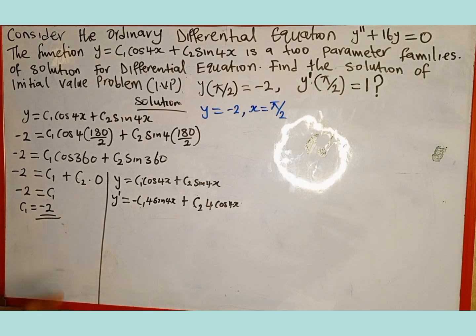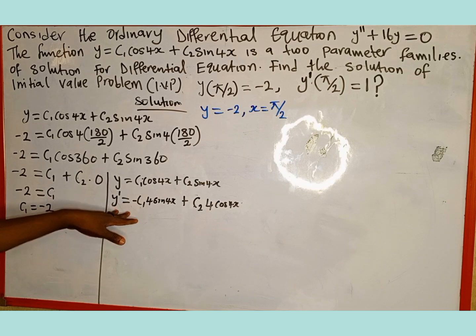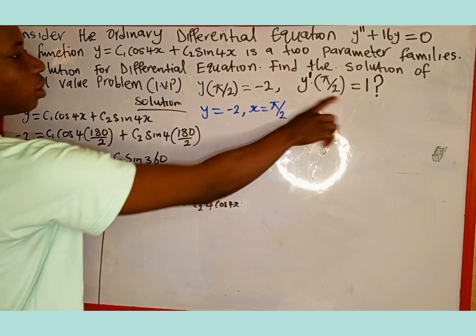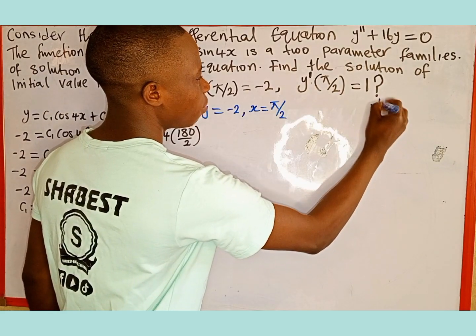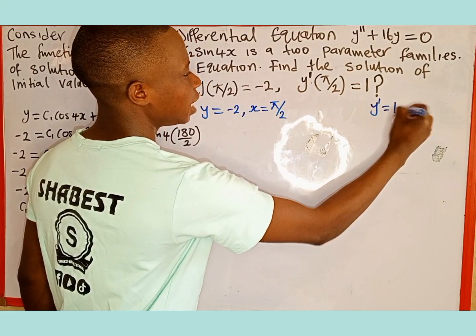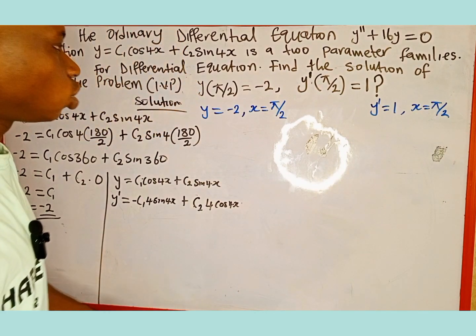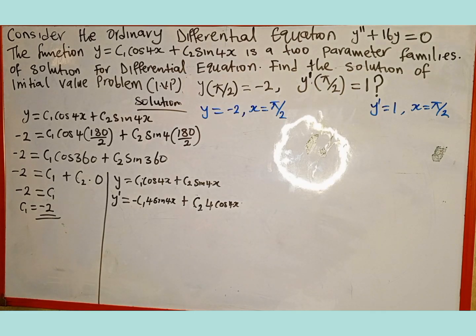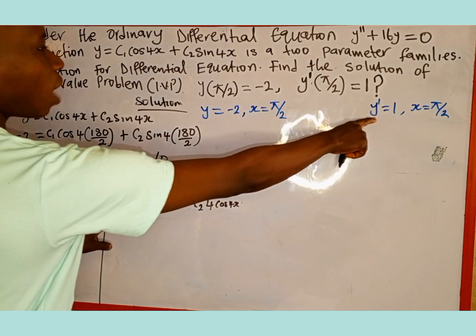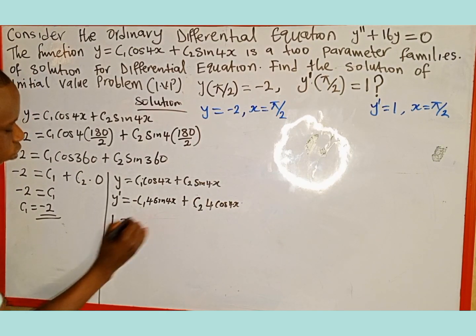Now we are going to substitute the values of y prime and x in this function. So y prime is given as equal to 1, at x equal to pi over 2, where pi is equal to 180. So now we are going to substitute the values of x and y prime into this equation. y prime is equal to 1, so we substitute 1 here.